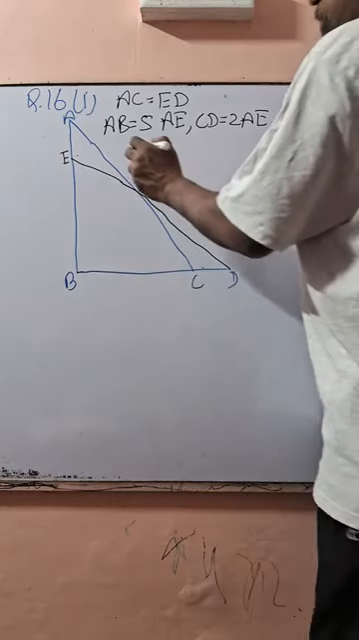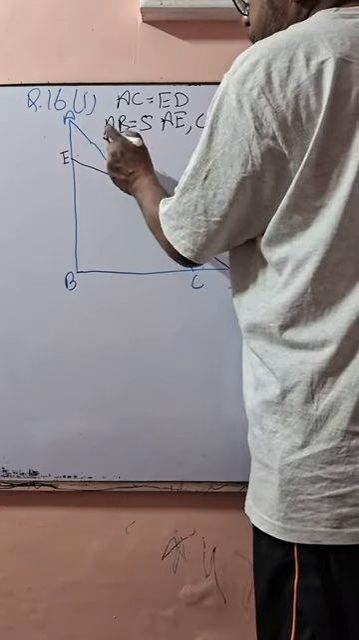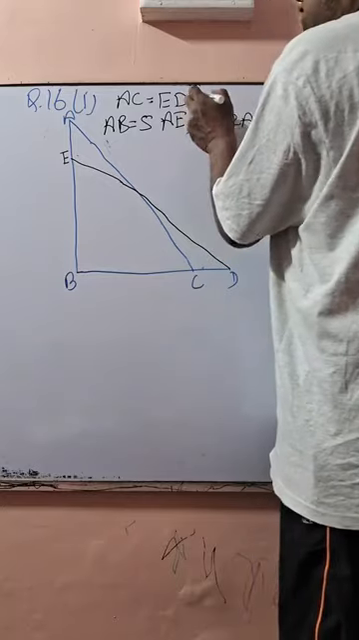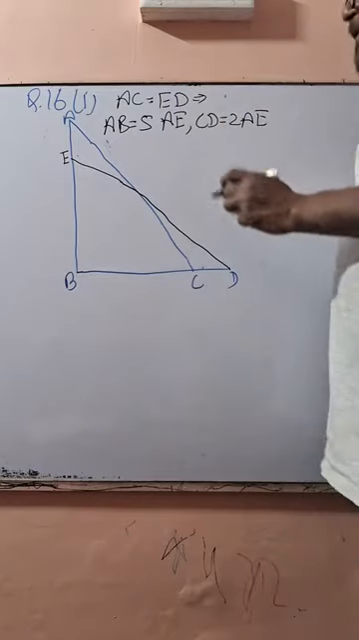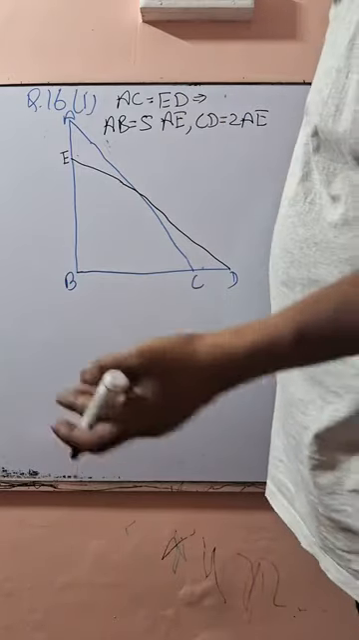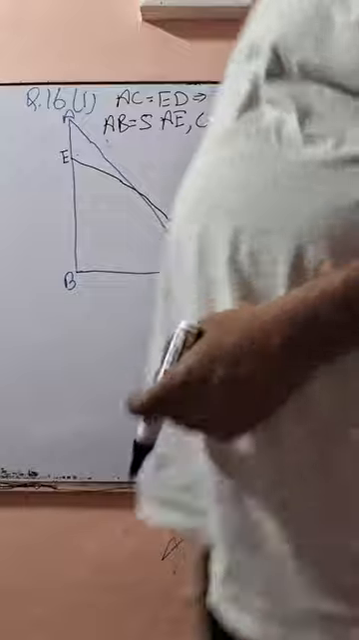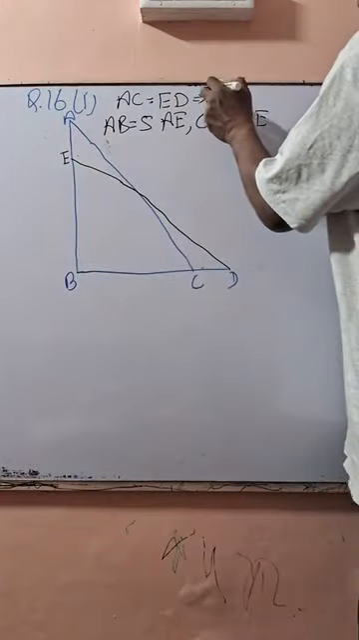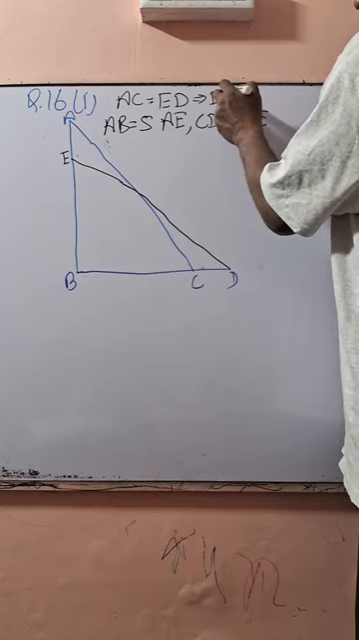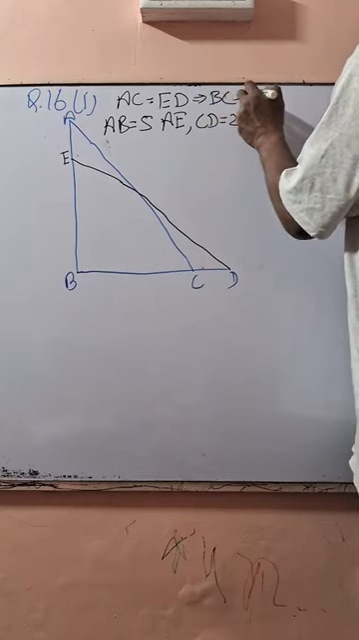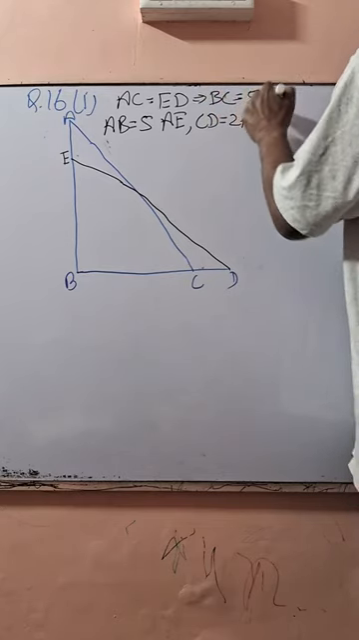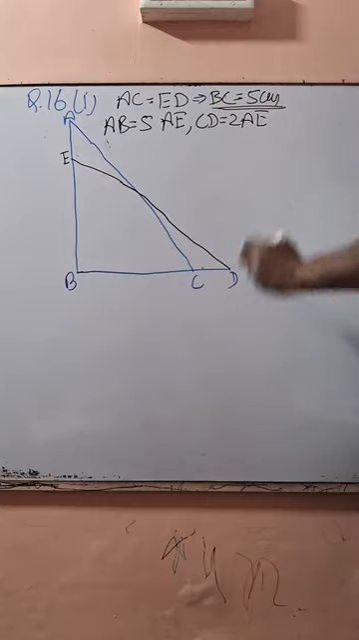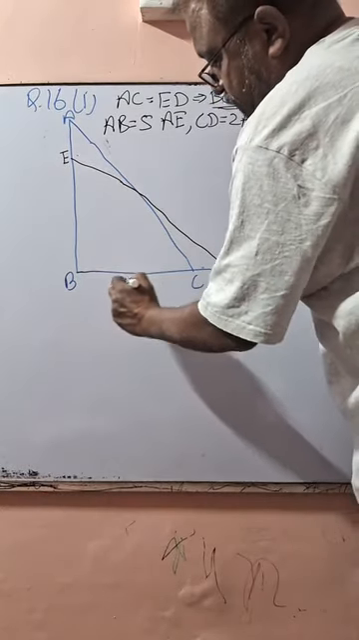It is also given, which is the biggest mistake made by me in this question, that BC is equal to 5 centimeter, which I had not taken into consideration in my previous attempt. BC is equal to 5 centimeter.